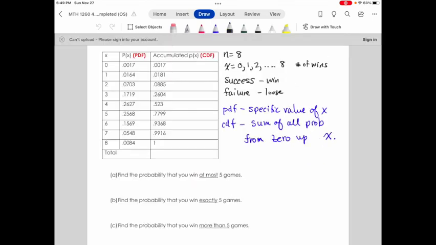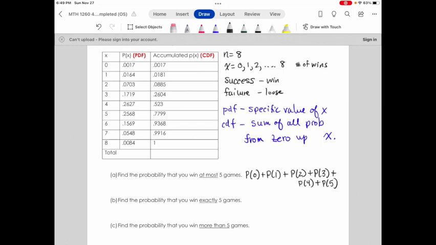We have to find the probability that you win at most 5 games. So what that tells me is at most 5 games means 5 is going to be the biggest. So we want to find the probability of 0 plus the probability of 1 plus the probability of 2 plus the probability of 3 plus the probability of 4 plus the probability of 5.